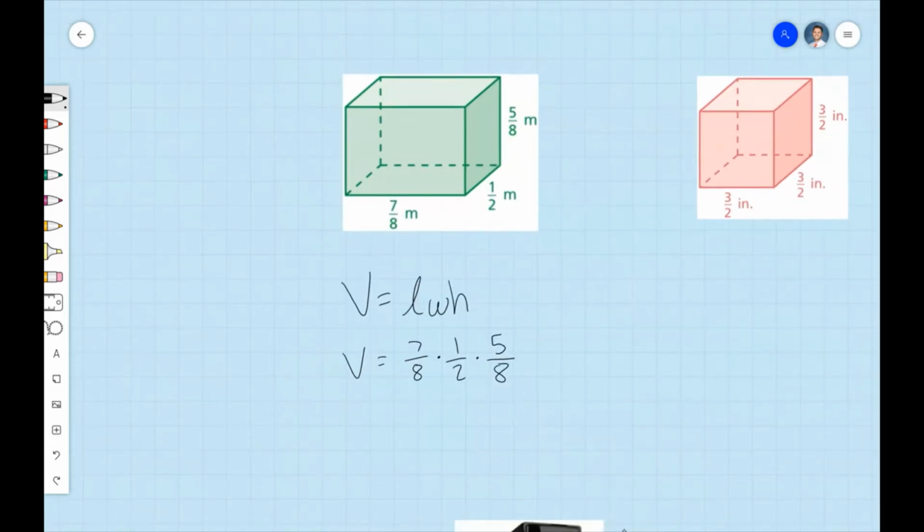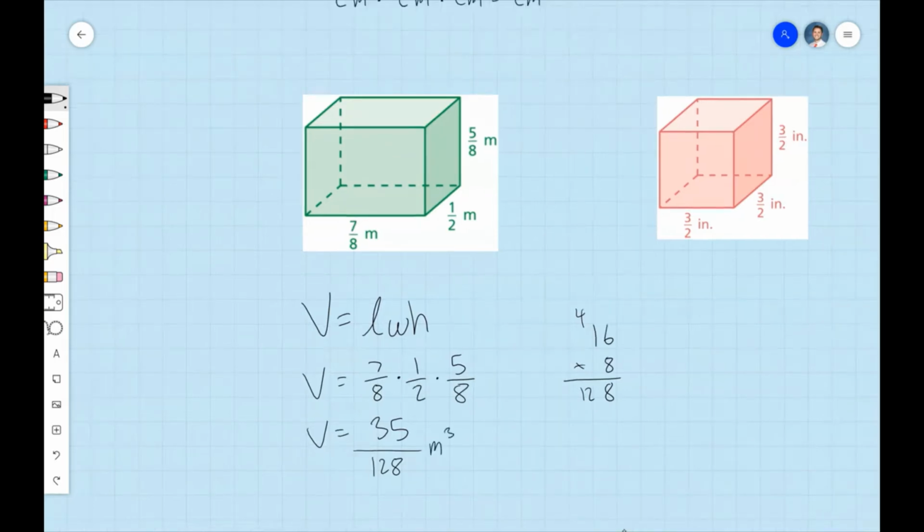Now we can go ahead and multiply. So in our numerator, 7 times 1 times 5 would be 35. And 8 times 2 times 8 would be 16 times 8, which would be 128. And so the volume here would be 35 over 128 cubic meters.